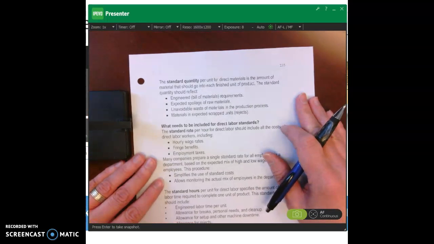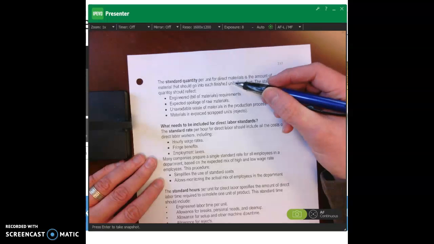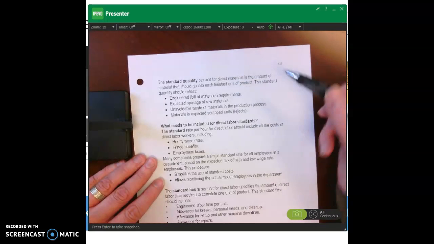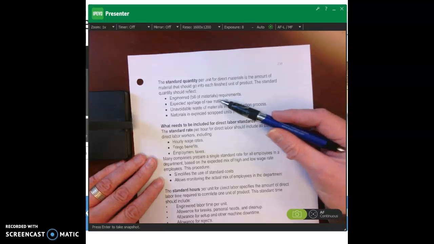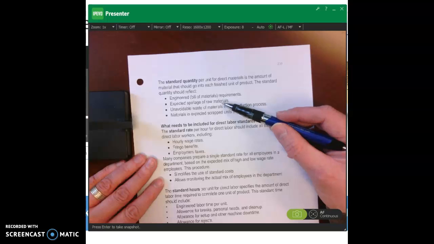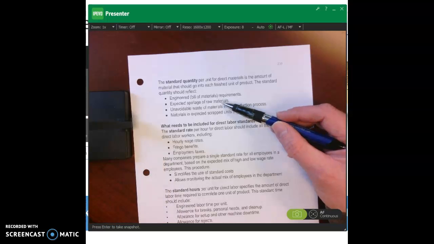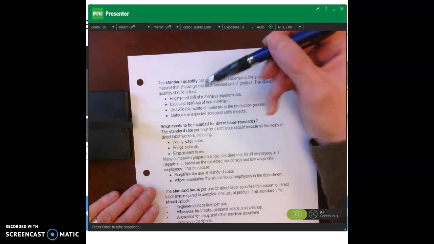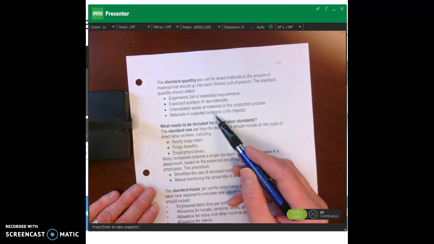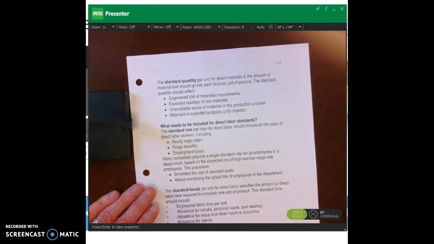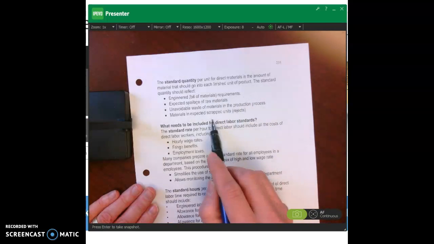per unit for materials is the amount that should go into the finished unit of the product. What should that reflect? Our engineering requirements, any kind of spoilage. So you can see right over here, this is an attainable standard. This is not an ideal standard. How do I know that? Because I'm talking about some spoilage, unexpected waste, and then some mistakes which turn into rejects or scrap units. Okay, so this would be attainable standards.